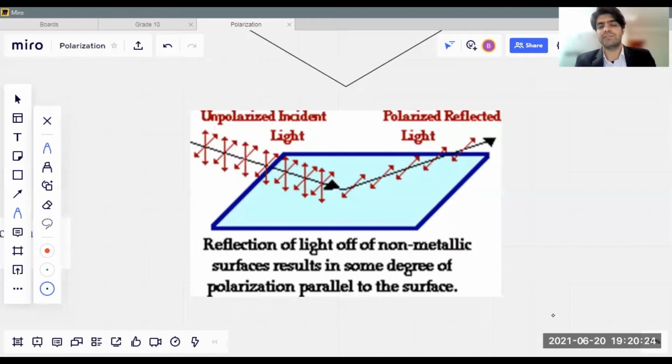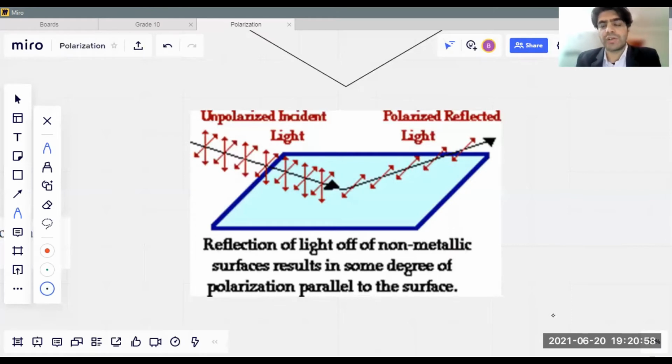Why is that brightness achieved, why is that glare coming towards your eyes? It is because of polarization, because the light which is coming towards your eyes, the light which is being reflected, is polarized light. The same case goes with water surfaces or any other non-metallic surfaces. So unpolarized light is incident onto the surface, and after reflecting, it is basically going to get polarized parallel to the plane of the surface.